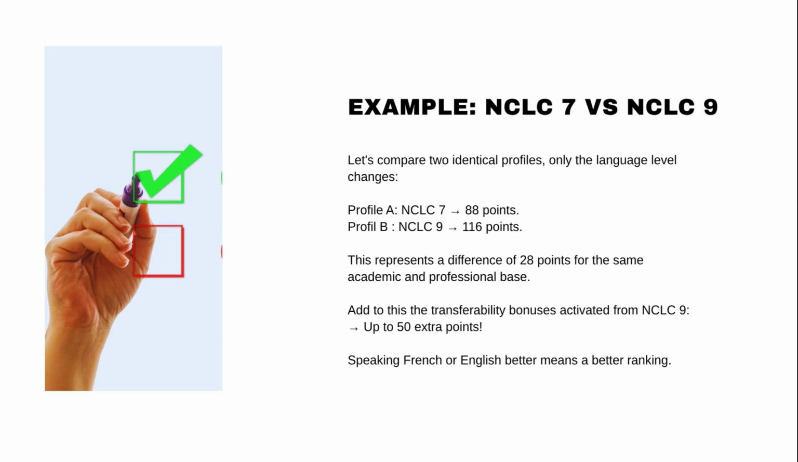Let's take a concrete example. 2 candidates of the same age, same education, same experience, but one has a CLB 7, the other a CLB 9. The result? More than 28 points difference on language alone. And at CLB 9 and above, the candidate can also activate transferability bonuses, which give up to 50 extra points. So in reality, this small difference in language level can generate up to 78 points in total. That's a lot. So if you have a good level, validate it with a good test, and if you're close to the threshold, prepare yourself thoroughly.